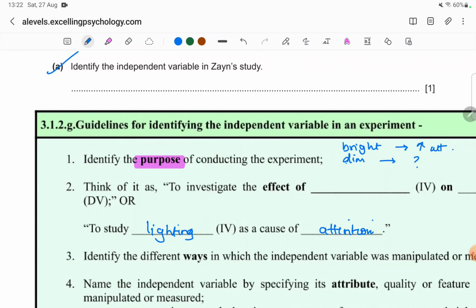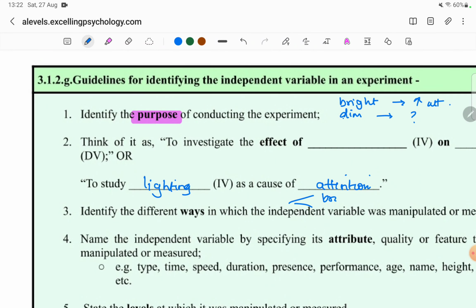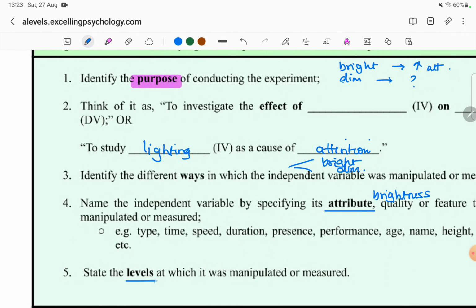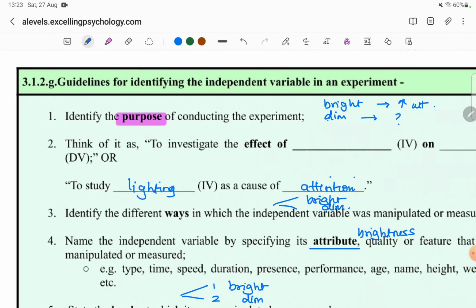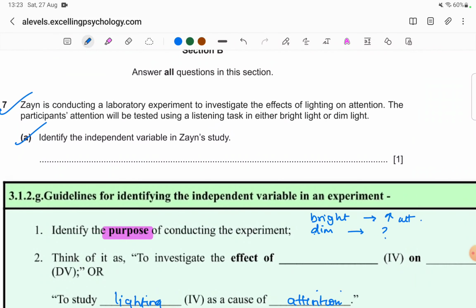What are the ways in which he has manipulated lighting? Either he's presented participants with bright light or with dim light. So what attribute of lighting has he manipulated? Has he manipulated its color? No. Duration? No. Intensity. Okay, we can say brightness or we can say intensity of lighting. What are the levels at which he has manipulated this brightness? 2 levels, bright and dim. This is how quick it goes in our mind. I'm speaking out, so it's taking even longer, but in your mind, this is how quickly you'll be able to identify the independent variable. Okay, so now I'll answer the question.